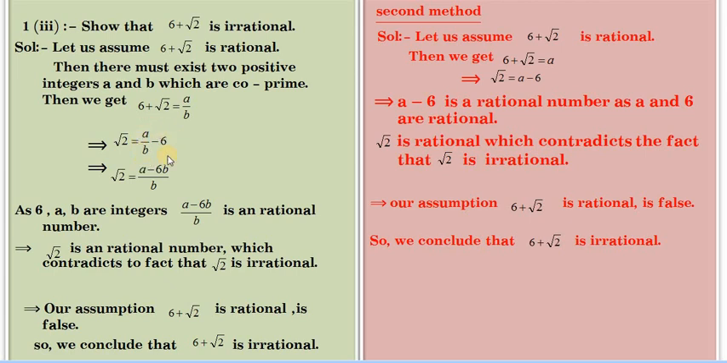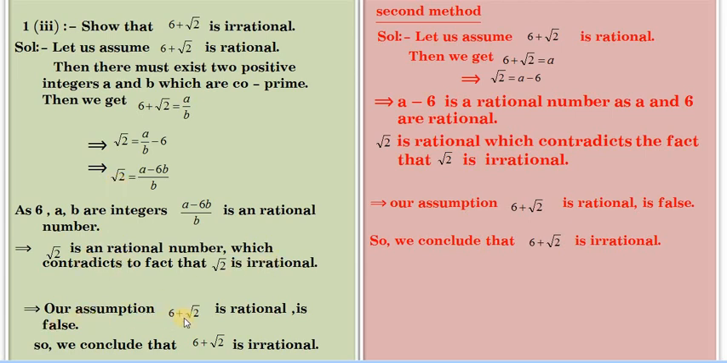After simplification, we get root 2 is equal to a minus 6b by b. Now here a is an integer, 6 is an integer, and b is also an integer. So the fraction formed by integers will be a rational number. If this is a rational number, that means root 2 is a rational number. But is root 2 rational? No, it is irrational. So the statement we are getting contradicts the fact that root 2 is irrational.